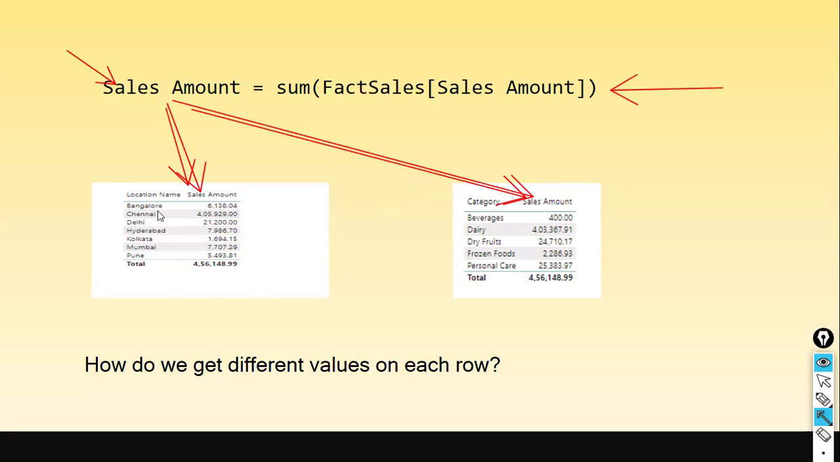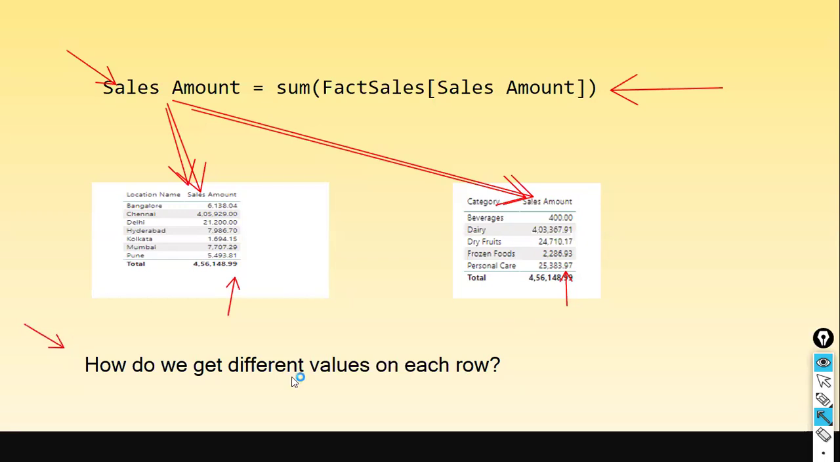So the row values should not be the same, right? Here it is location, Bangalore, Chennai. Here it is beverages, dairy, dry fruits, these are the categories. The categories are different, locations are different, isn't it? Hence, obviously, it gives us the breakdown of sales amount. The same measure behaves differently, right? We can see the breakdown of total sales amount by location, and the breakdown of total sales amount by category. Okay, but the totals are matching. Obviously, this is my total sales.